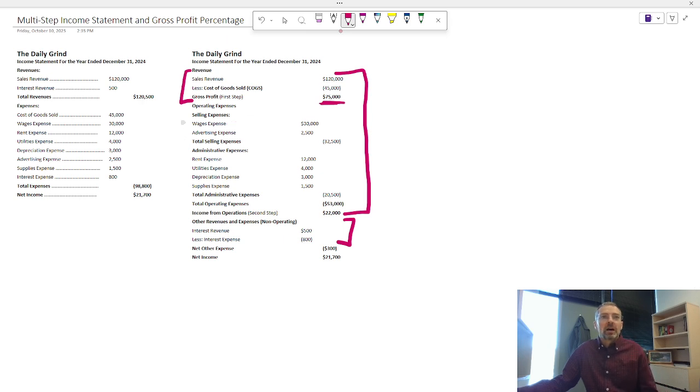All right. Other things that we might have under selling. Right now we have depreciation expense listed under administrative, but we could have depreciation up here as well under selling if the depreciation relates to our stores. Our stores have to do with selling our goods. Very hard to sell our goods if we don't have a store. So all of our store expenses are going to be under selling.